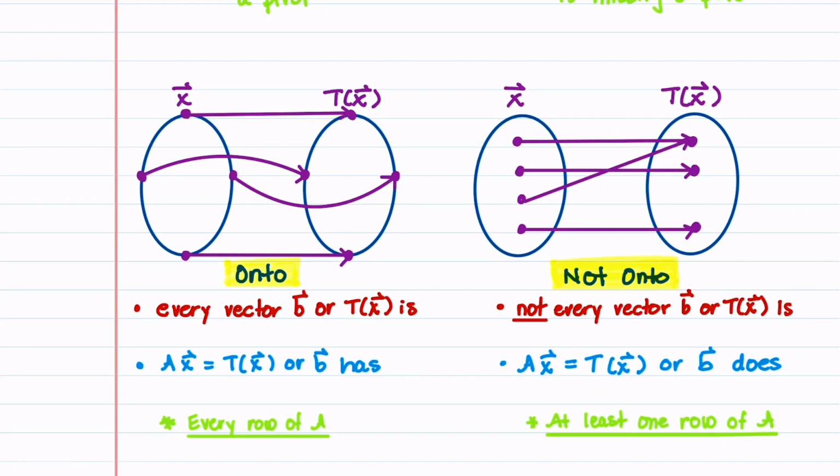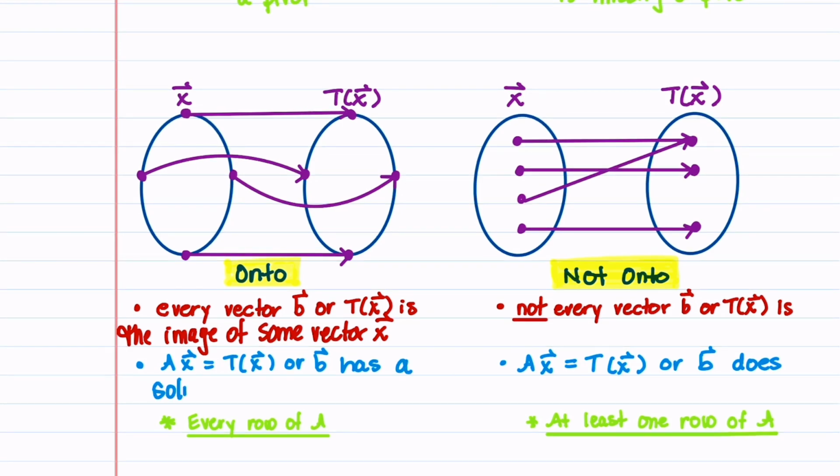Let's now look at onto transformations. If we have a transformation that is onto, every vector b, or T of x, is the image of some vector x. That means that Ax equal to T of x, or b, has a solution for all b. This also means that every row of A has a pivot.